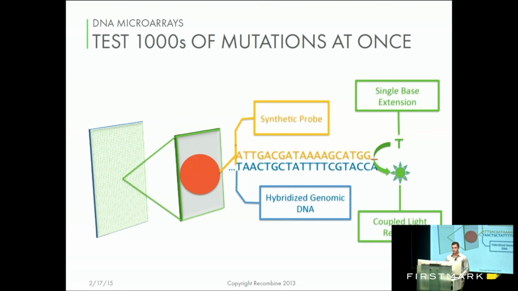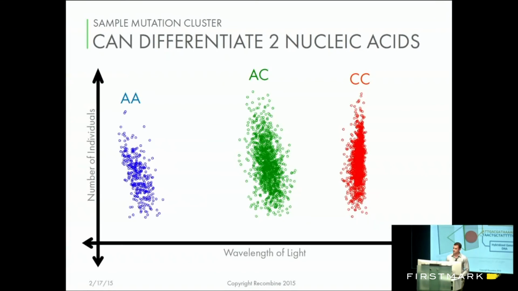And what we do is we measure the wavelength, we measure the intensity, and we get these nice little mutation clusters, we call them. So this is an example of what we might see if we're looking at a mutation that can be either an adenine or a cytosine. Every dot here represents a patient, and the wavelength is on the horizontal line. The vertical line is actually intensity, not number of individuals. It was a mistake on my part.